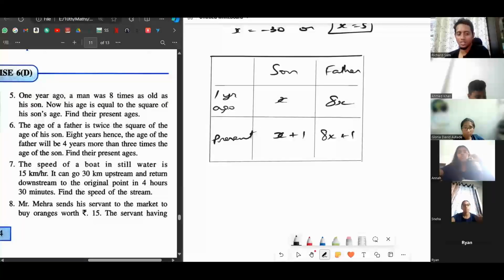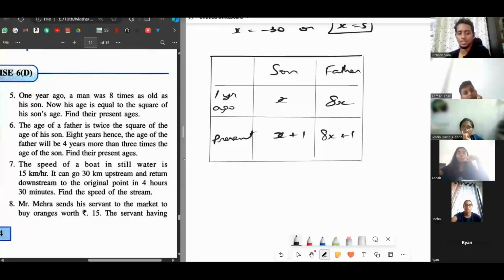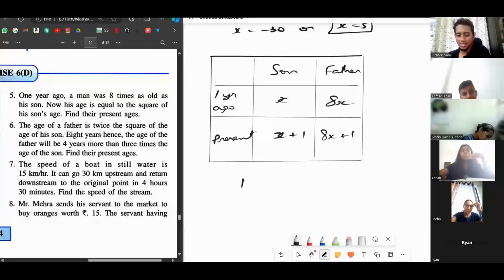Now his age, that's over. His age. Who's the he? Father. So father is equal to what? Father is equal to the square of his son's age. I'll just write it as square. Father is equal to the square of his son's age. Isn't this what they're saying? Father is the square of the son.